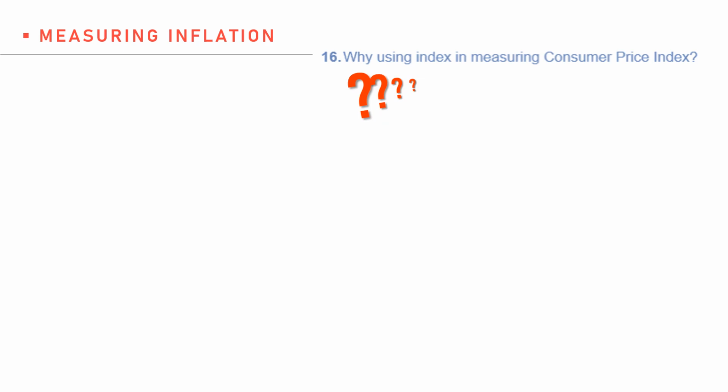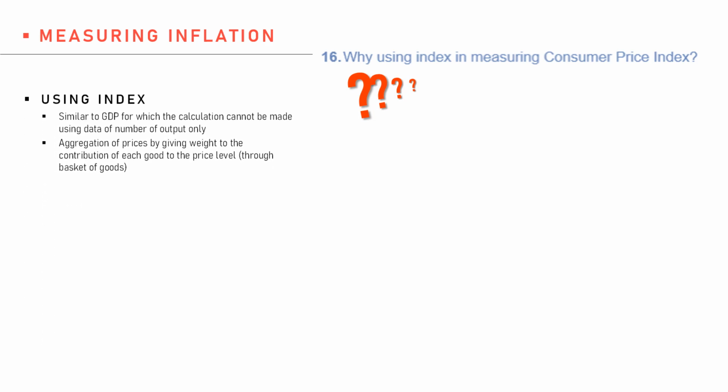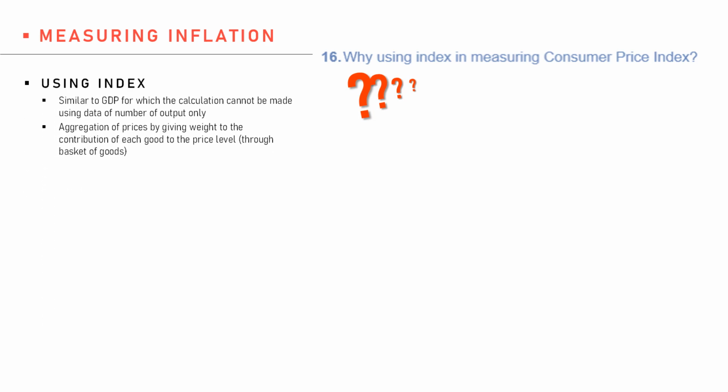This question is quite important as well. Why do we use an index in measuring the aggregate price? The answer is similar to the calculation of GDP. Since we cannot add the price or the quantity of two different products, we cannot add the price of apple and the price of orange. The addition will not give us any relevant information, which is why we need to use the market value. And the market value needs to be adjusted in a certain way so we can get the aggregation of prices by giving weight to the contribution of each good to the price level.